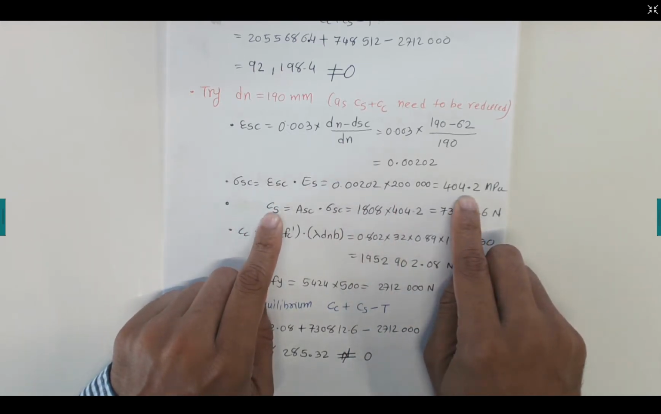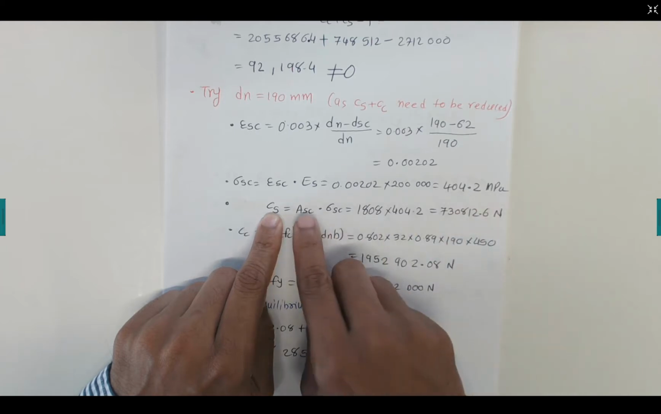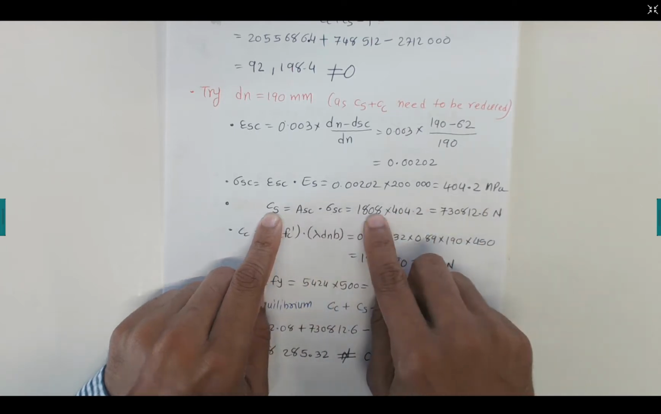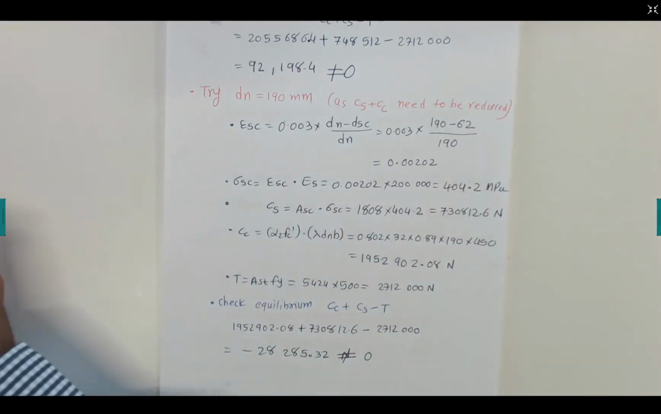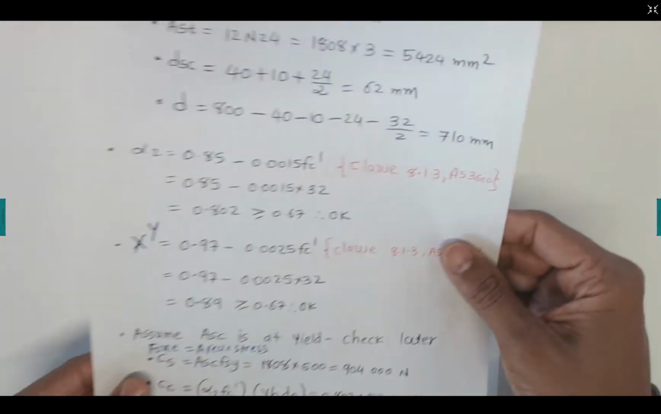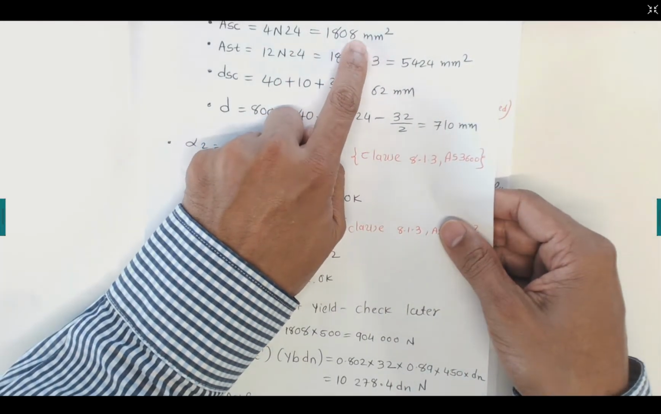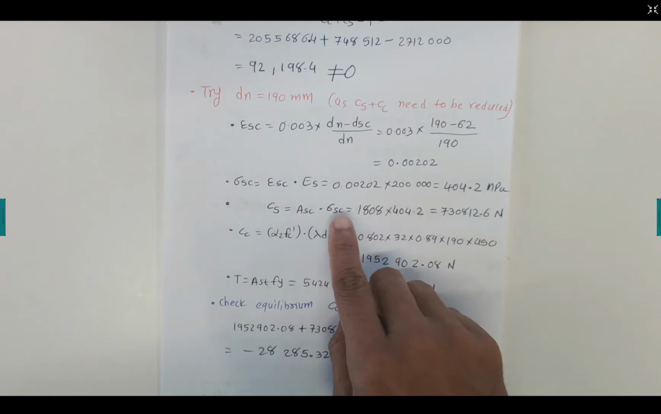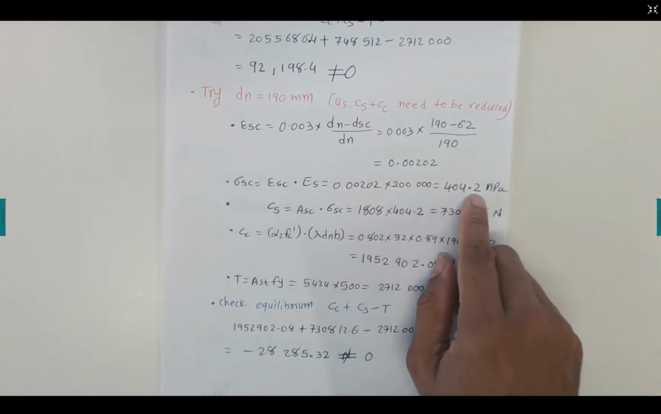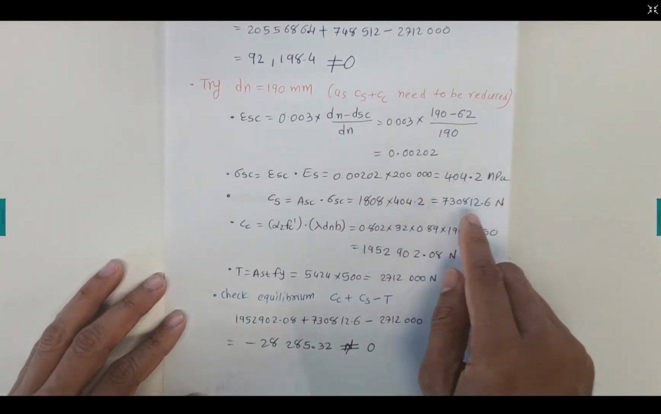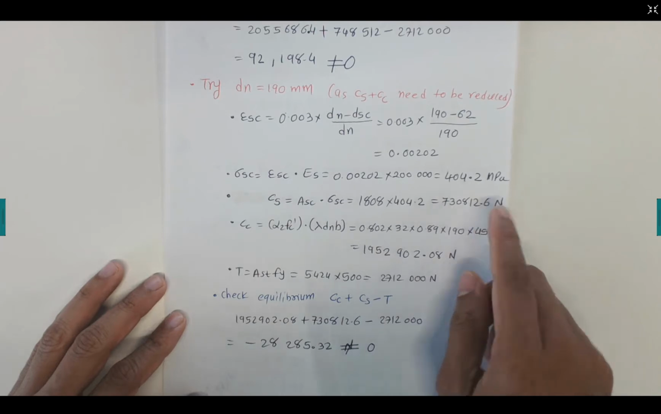Compression force in the top reinforcement is area times stress. Area is 1808 millimeter square, which we calculated in the previous step, times the stress 404.2. That will give us this number in Newtons.